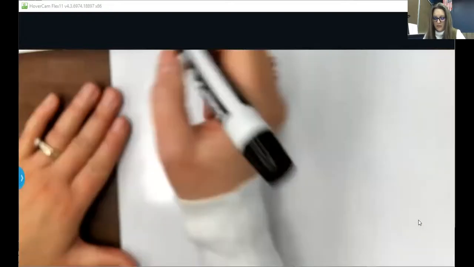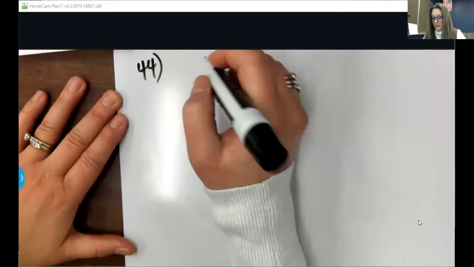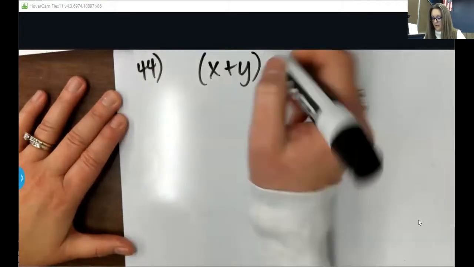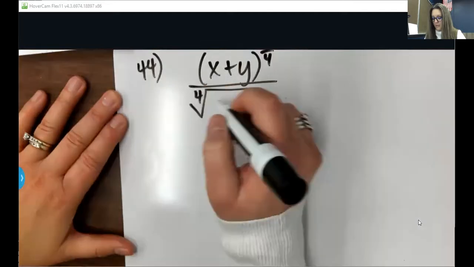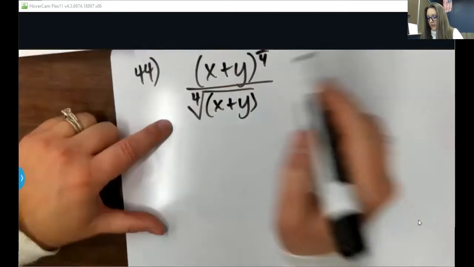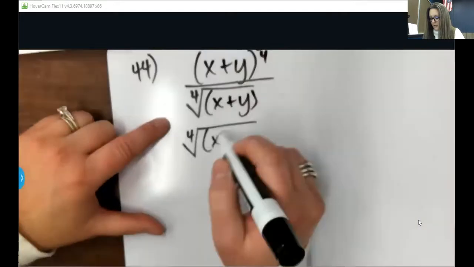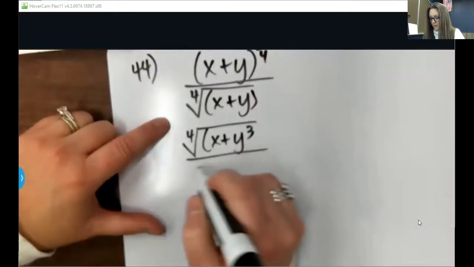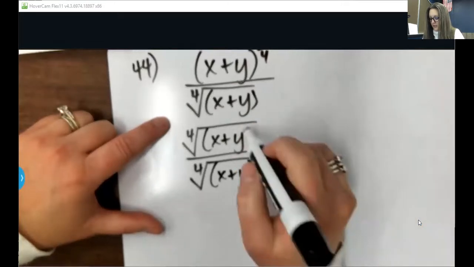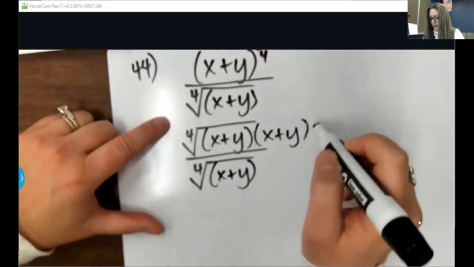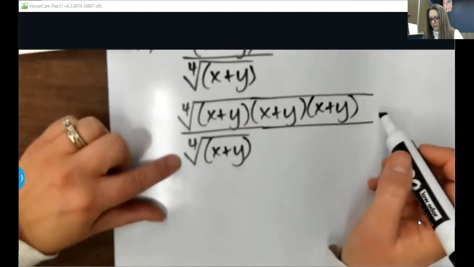Let's do 44. This one looks pretty gross, because we have a plus sign, and that makes everything really confusing, right? This is the 4th root of x plus y cubed, divided by the 4th root of x plus y. So think about this written out: this is x plus y, x plus y, x plus y, and they're all 4th roots.